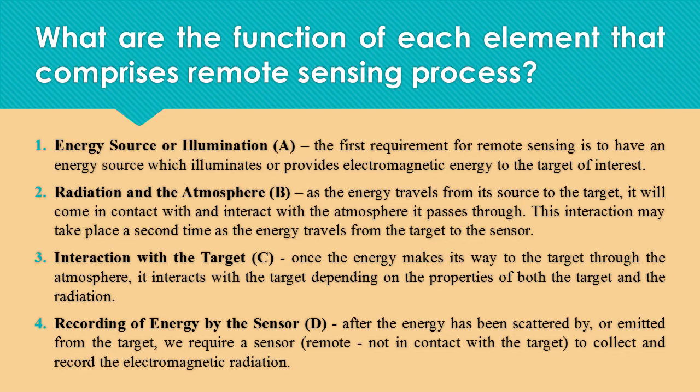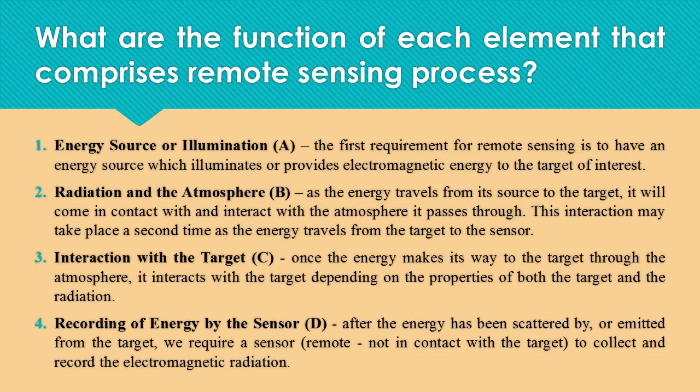B represents radiation and the atmosphere, or the interaction between radiation and the atmosphere. As the energy travels from its source to the target, it will come in contact with and interact with the atmosphere that it passes through. And this interaction may take place a second time as the energy travels from the target to the sensor.